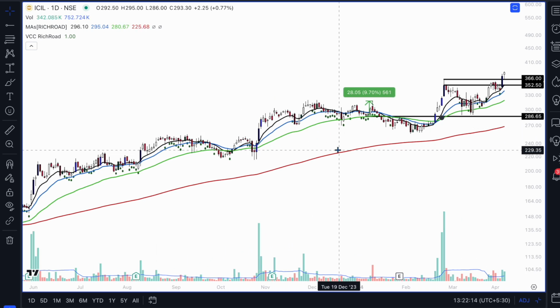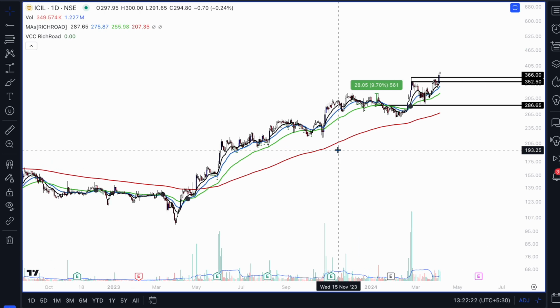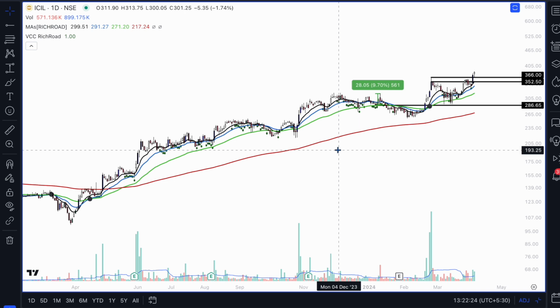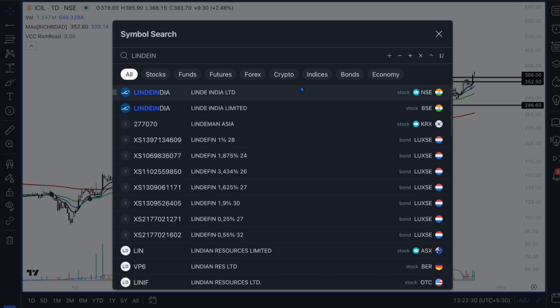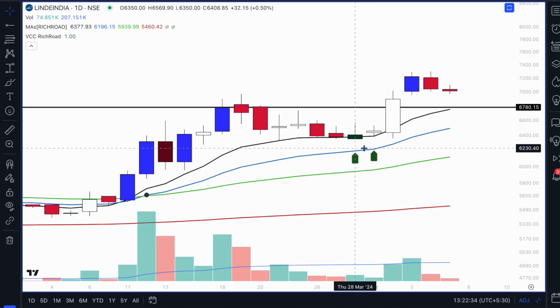So this is how this indicator works, and this is the power of this indicator. It can get you in at the right time, in the right stock, at the right price. All you need to take care of are the things that I've mentioned earlier. Otherwise, just pick any stock. There was another trade that I took, Linde India, I guess. Same thing, I mean, just pretty amazing, right?